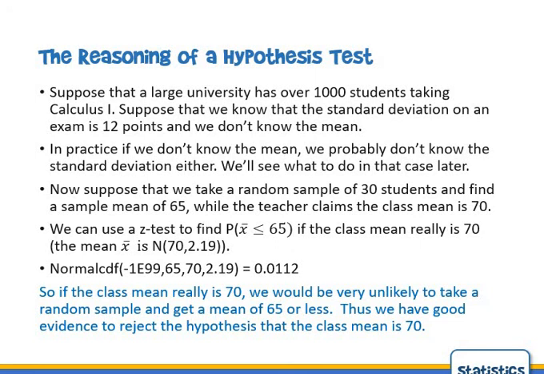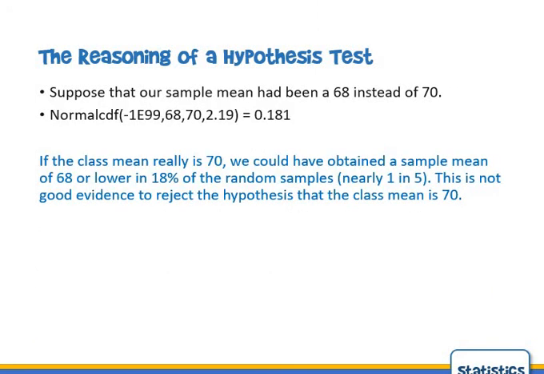Okay? That's how the hypothesis test works. We test for evidence against the null hypothesis. If we get a really low probability that what happened in our sample would happen, but it did happen, then we have strong evidence that the null hypothesis is not true. Okay? If we get a large probability, then we don't have strong evidence against it.